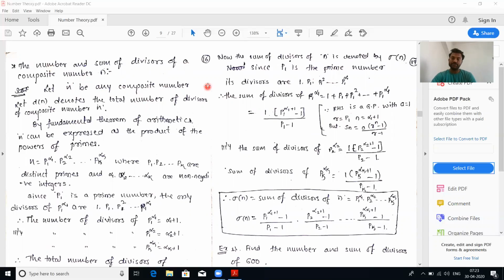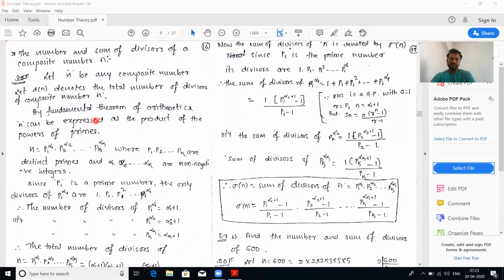Composite number means it has divisors other than 1 and itself. If it is a prime, then there are only 2 divisors, so no question of finding the number of divisors. Therefore, we have to consider n as a composite number. So here d of n denotes the total number of divisors of that composite number n.